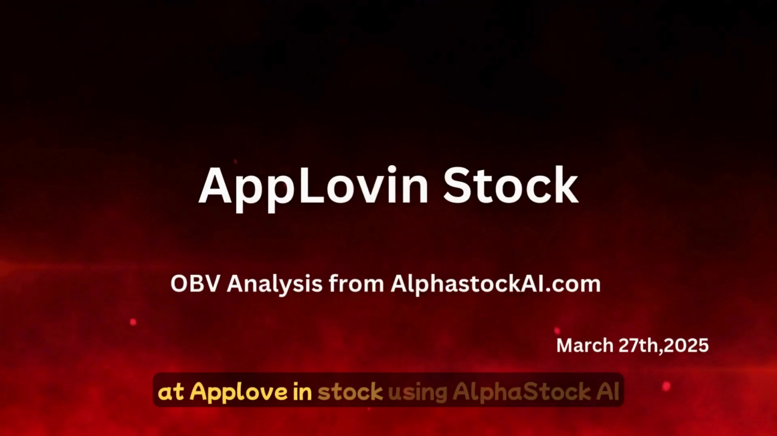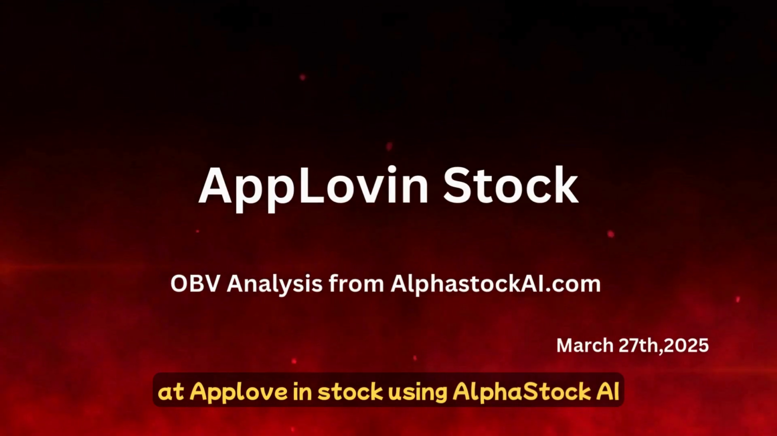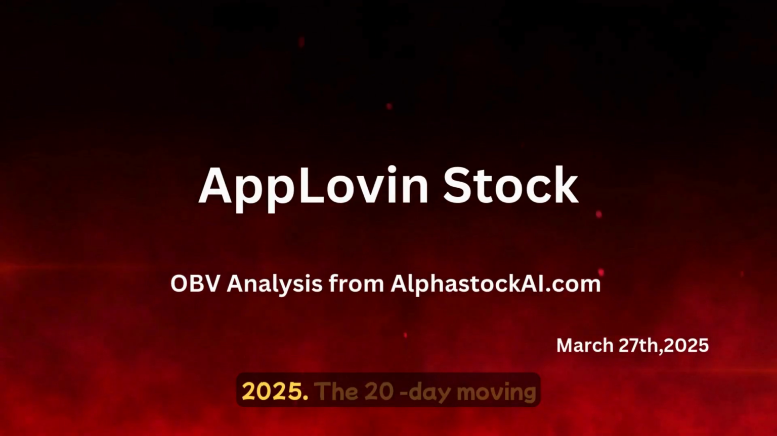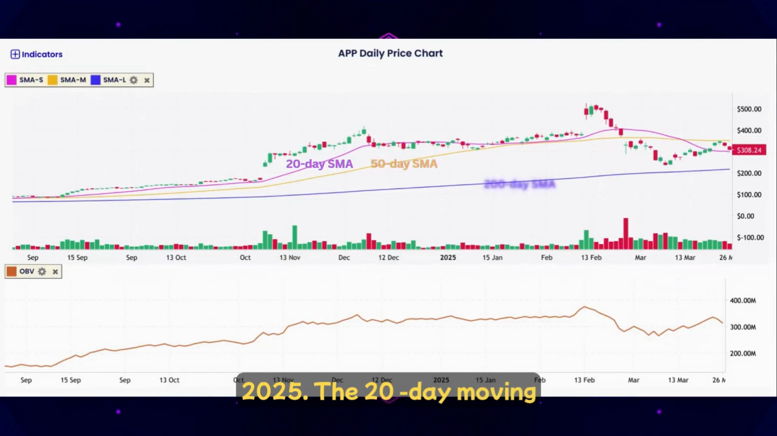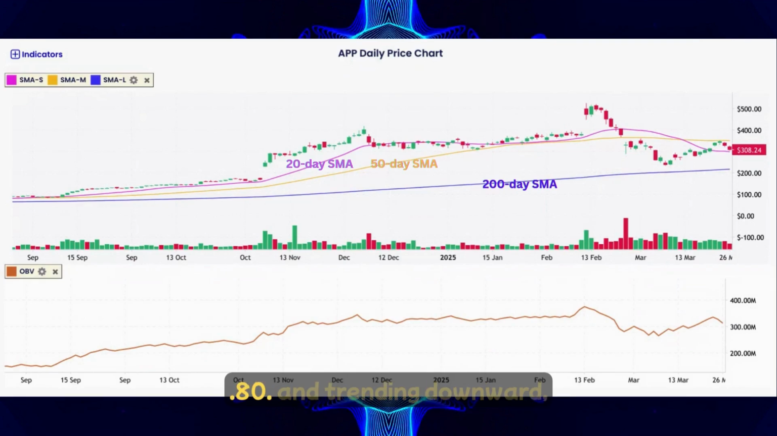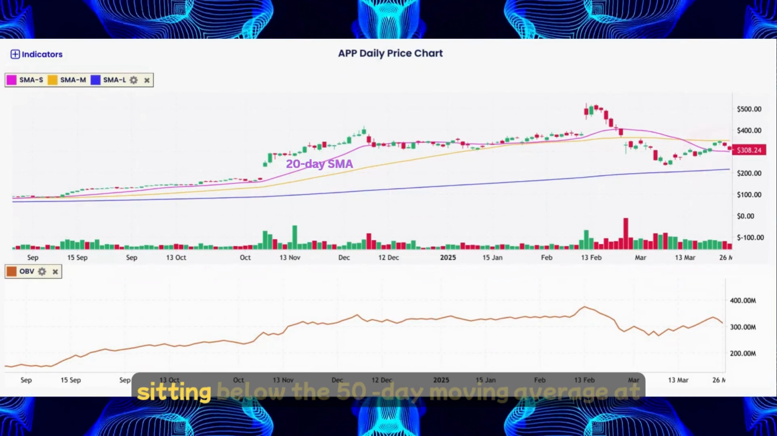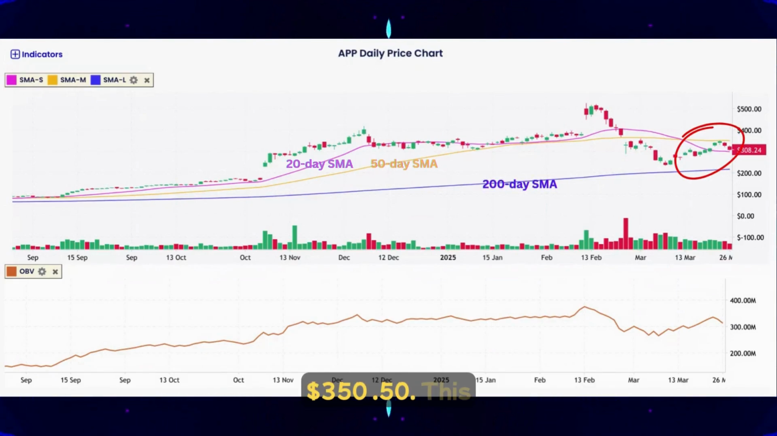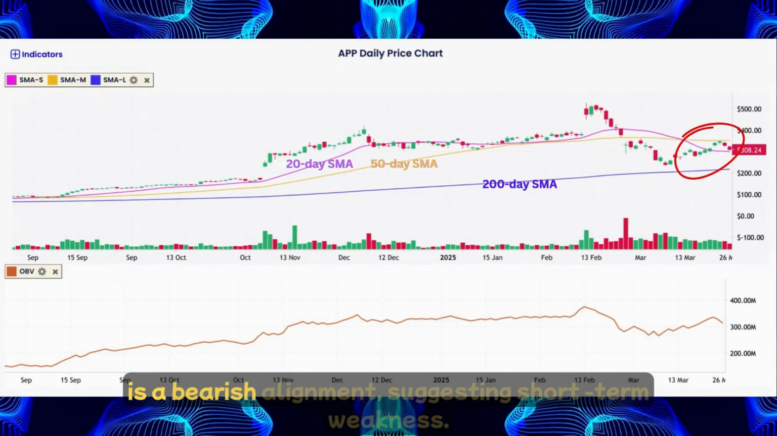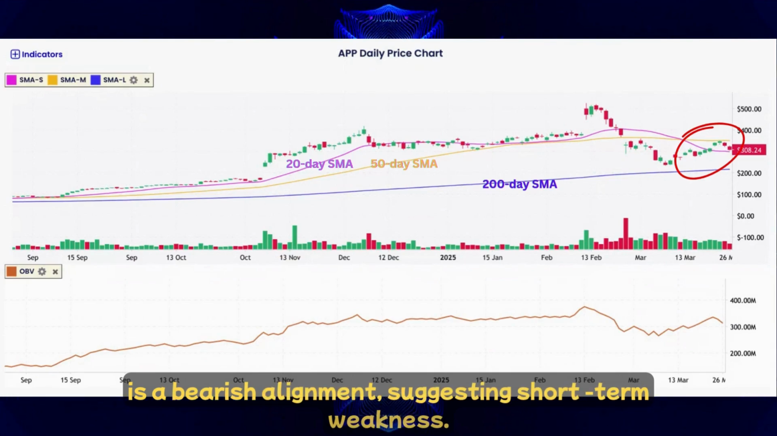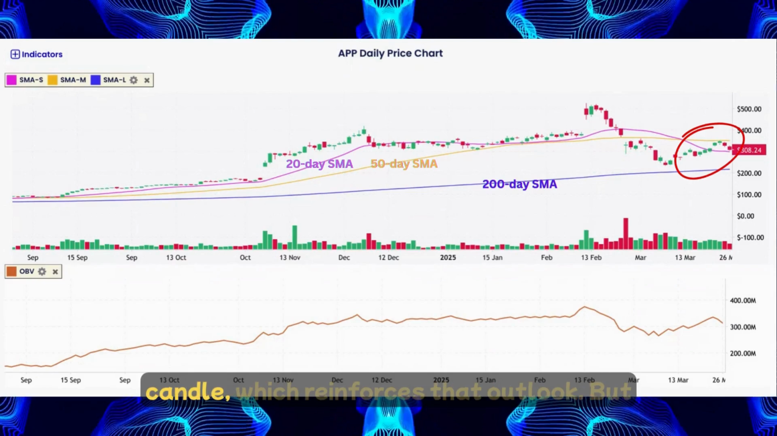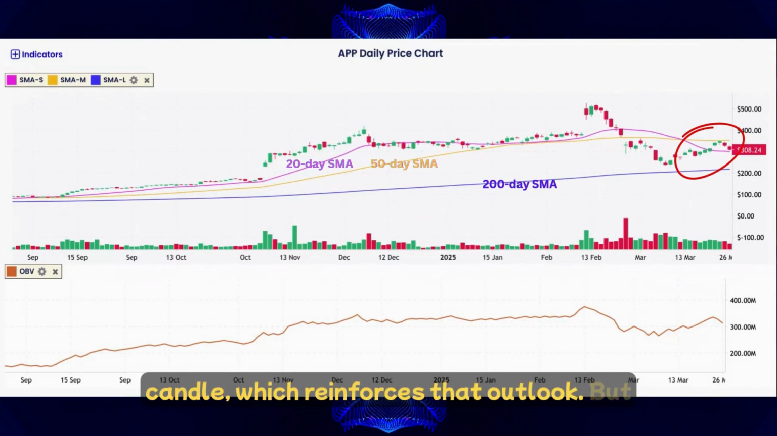Let's look at Applovin stock using Alpha Stock AI generated technical analysis as of March 27, 2025. The 20-day moving average is currently at $299.80 and trending downward, sitting below the 50-day moving average at $350.50. This is a bearish alignment, suggesting short-term weakness. We also just saw a bearish, long line candle, which reinforces that outlook.